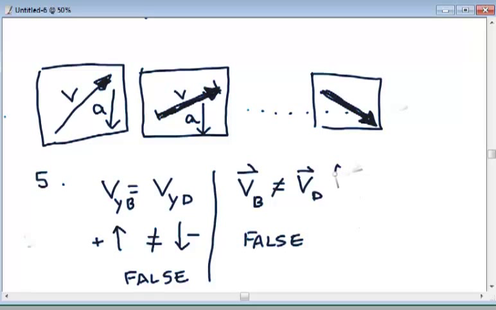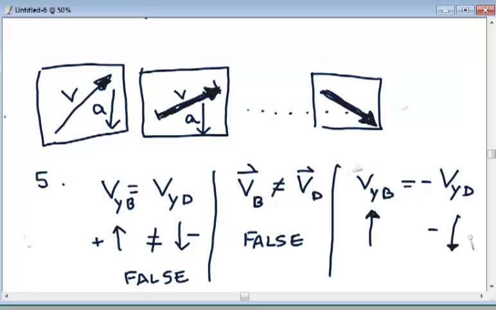So the last one presumably is true. Let's take a look at it. We're saying that Vy at B is equal to negative Vy at D. That is true because Vy at B is exactly that long. Let's say Vy at D is that long, but if we put a minus sign in front of it, that means we're taking what was a negative number and turning it into a positive number. And these are indeed equal, and this one is true.